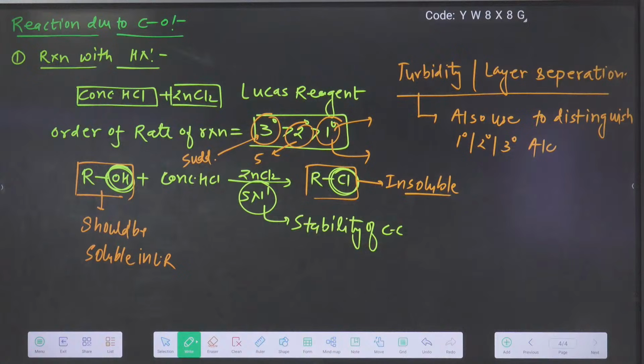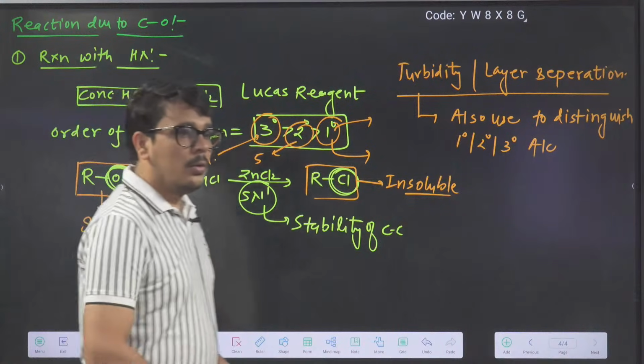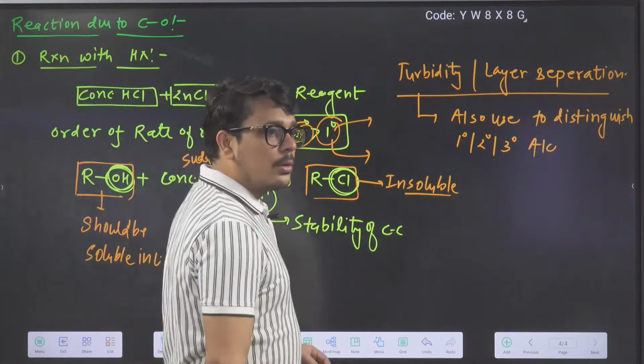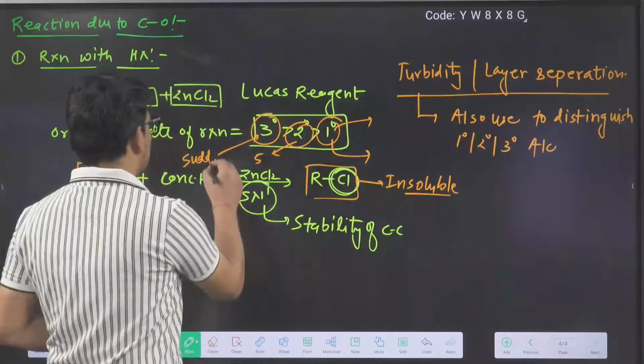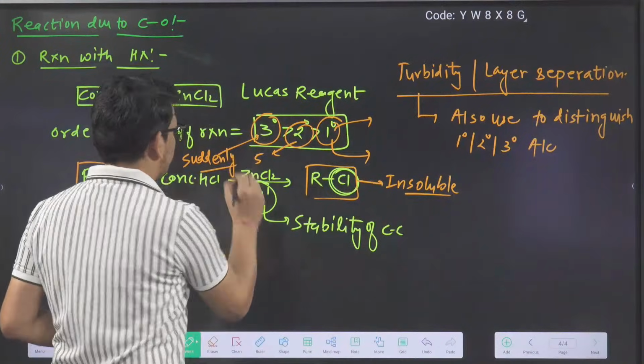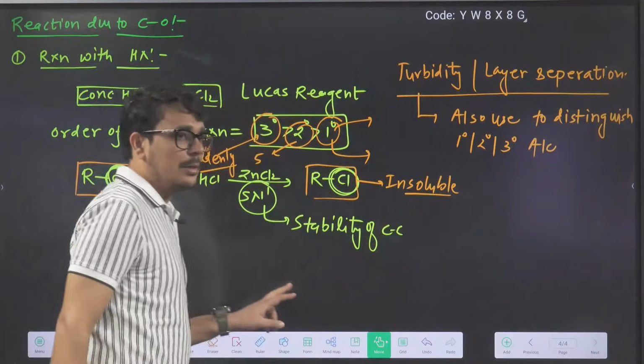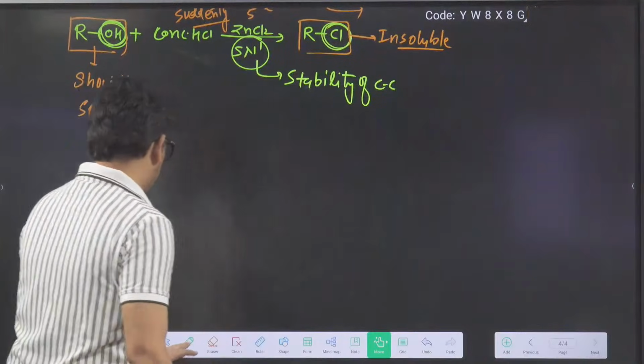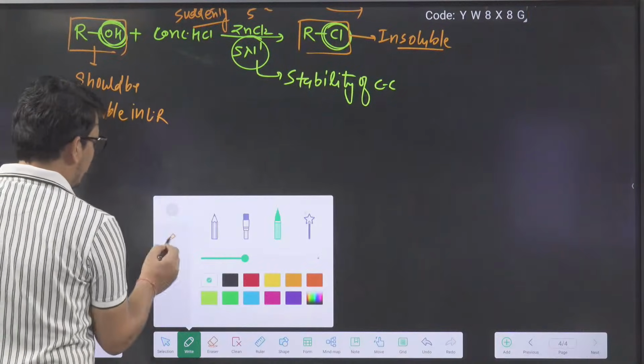Now next after this one, what will be there? After this one next is dehydration of alcohol. What you wrote near 3 degree: this is sudden. Next will be dehydration of alcohol.